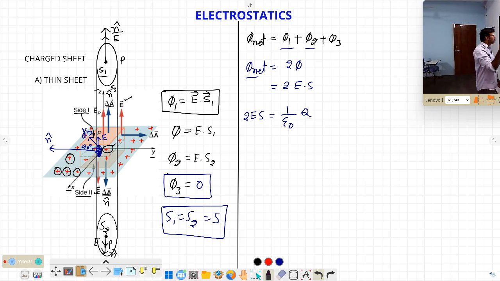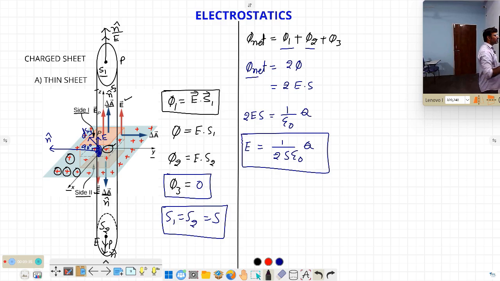Now what is the required electric field? Electric field E into S equal to, that means E is equal to what I can write? 1 by 2S into epsilon naught into Q we can write. So what is the surface area here? The surface area of that small region you take.